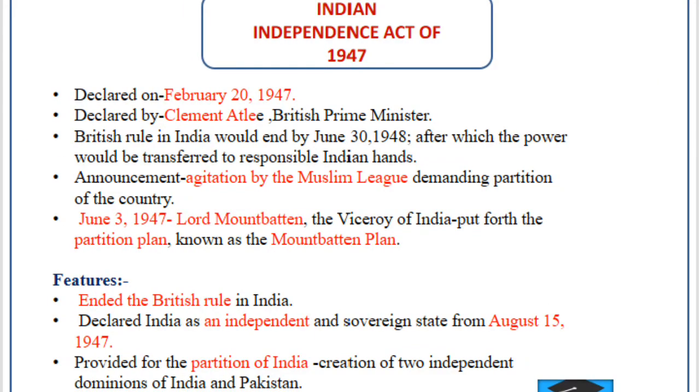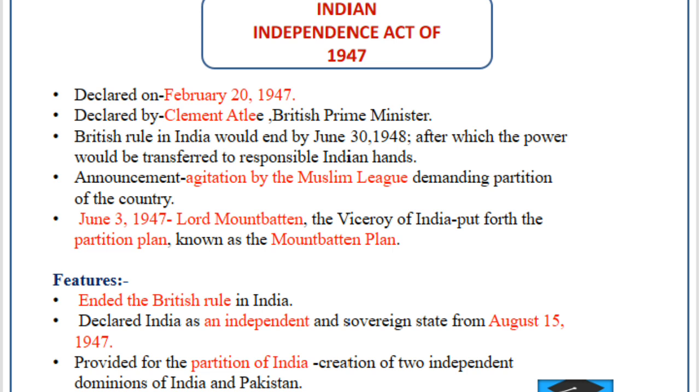Indian Independence Act of 1947. On February 20, 1947, the British Prime Minister Clement Attlee declared that the British rule in India would end by June 30, 1948, after which the power would be transferred to responsible Indian hands.